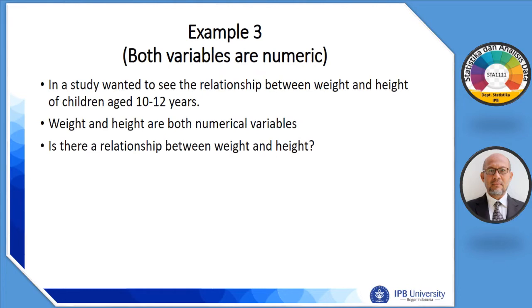The third example is both variables are numeric. I think this is the simplest example compared with example 1 and example 2. In a study, we wanted to see the relationship between weight and height of children aged 10 to 12 years. Okay? I think you understand that both variables are numeric. Weight and height are both numerical variables. So the question is, is there a relationship between weight and height?